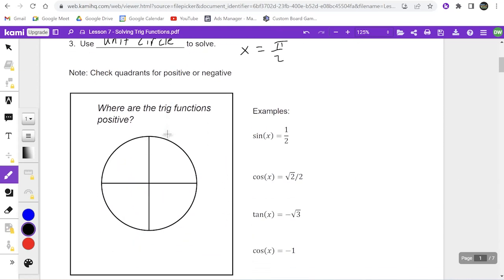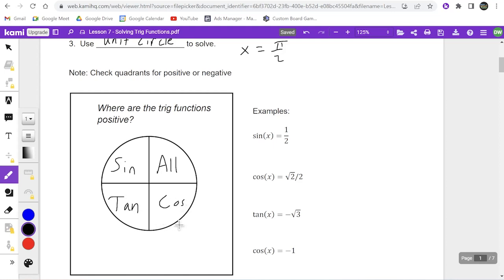Now, we need to also remember that there are certain quadrants that are positive and negative. So let's see who remembers. What is positive in the top right quadrant? Sine, cosine, or tangent? The correct answer is A, for all. Sine, cosine, and tangent are all positive in quadrant 1, the top right. Which one's positive in the top left, quadrant 2? That's going to be sine. Next, quadrant 3. That's going to be tangent. And then does anyone know quadrant 4? Yeah, it's obviously the only one left.